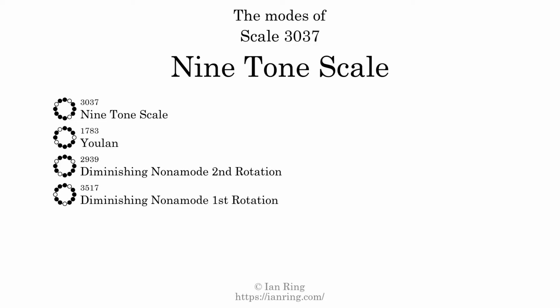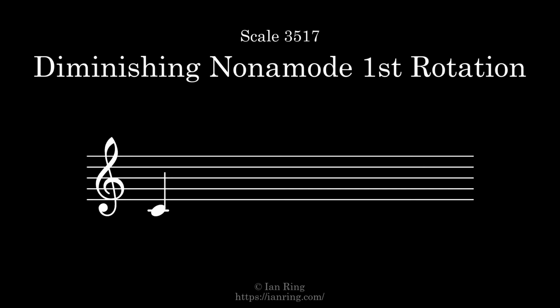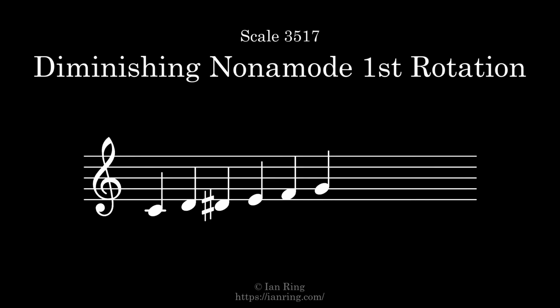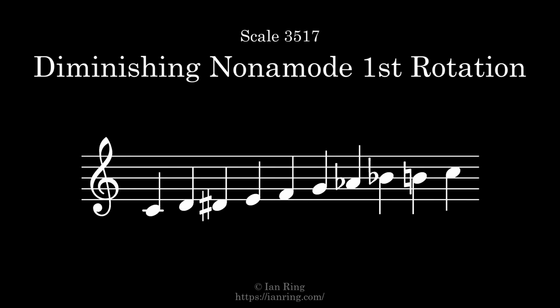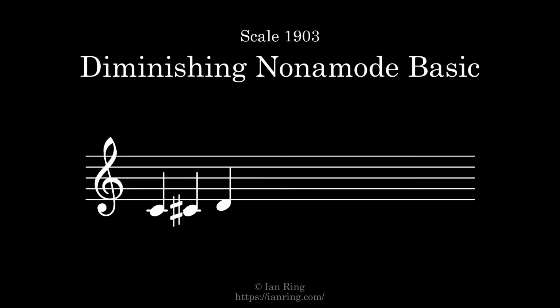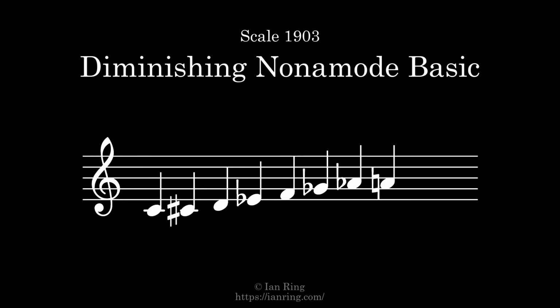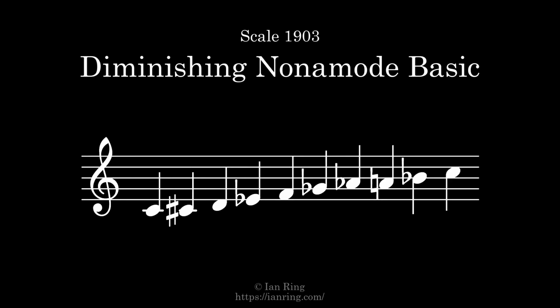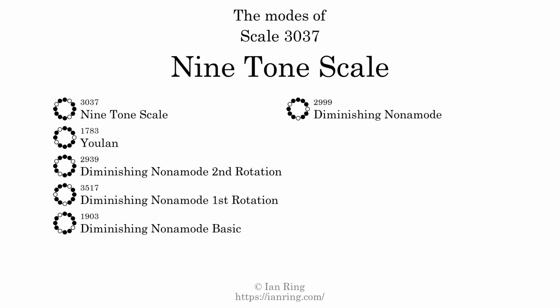The fourth mode is scale 3517, also known as diminishing nonomode first rotation. It sounds like this. The fifth mode is scale 1903, also known as diminishing nonomode basic. It sounds like this. The sixth mode is scale 2999, also known as diminishing nonomode. It sounds like this.